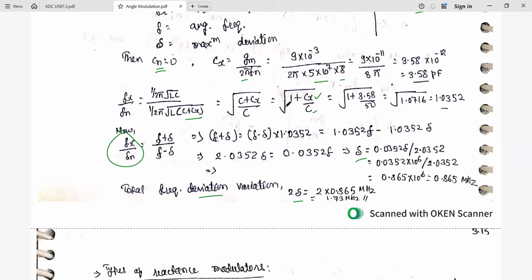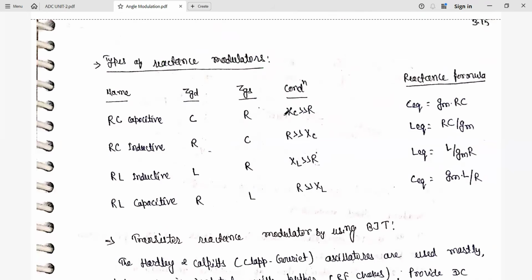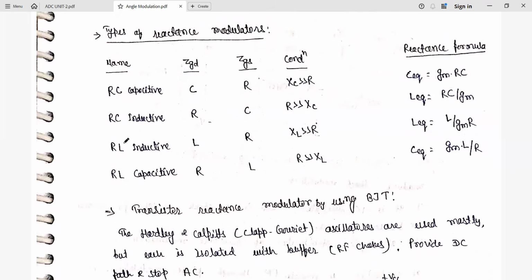So like this, that is how numericals they are going to ask. Now, different types of reactance modulators. Here we see the different parameters: when it is capacitive, when it is inductive. So RC is capacitive.